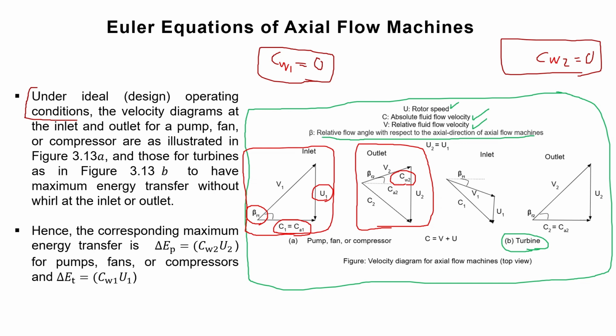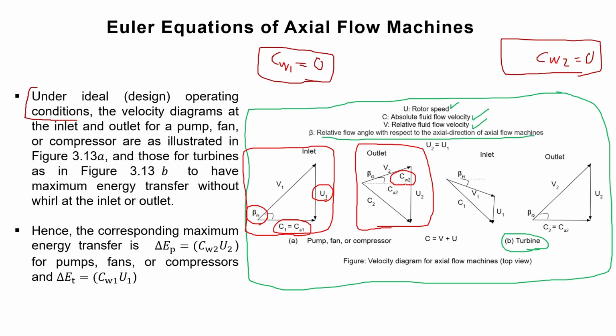There is always a swirl at the outlet of a power consuming machine, and the opposite is true for a turbine, as you can see here, meaning that we assume in an ideal operating condition that the flow is swirl free at the outlet of a turbine. This is why the velocity triangle here is missing the tangential component.